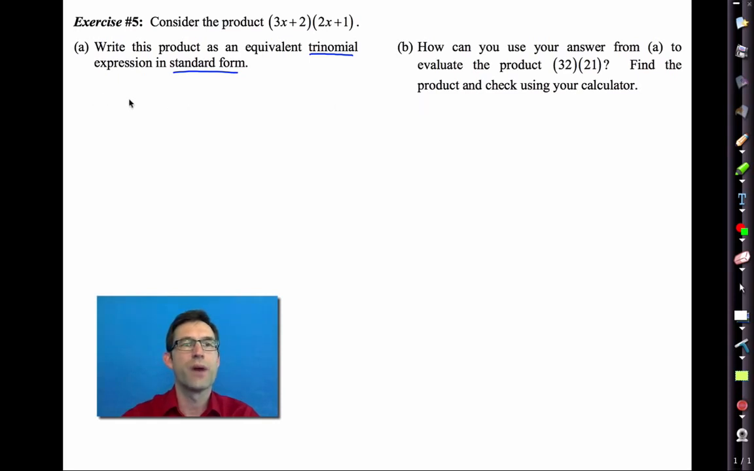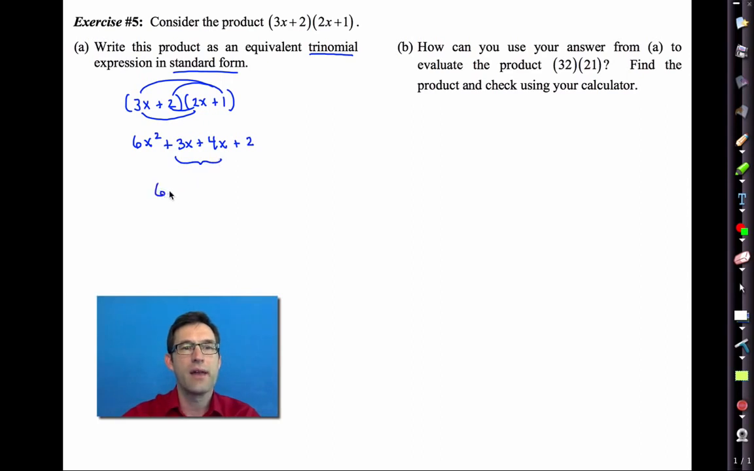Okay, let's go through it. I'm going to rewrite the problem here just so that we have it. 3x plus 2 times 2x plus 1, right? So 3x times 2x is 3 times 2, which is 6, x times x is x squared, so that's my first. 3x times 1, well, anything times 1 is itself, so that's 3x. Then 2 times 2x, well, 2 times 2 is 4. The x comes along for the ride. And 2 times 1 is 2.